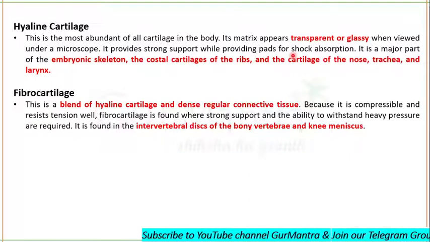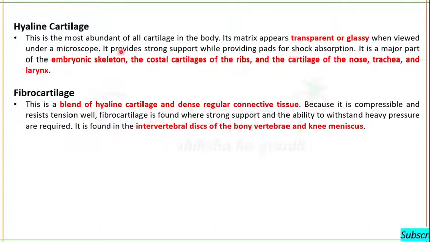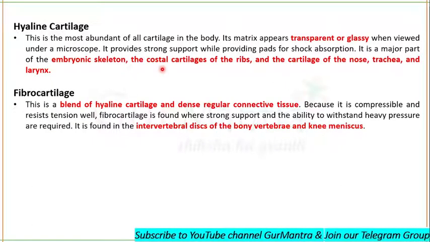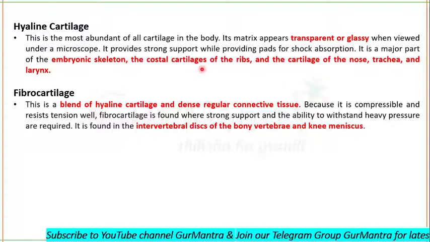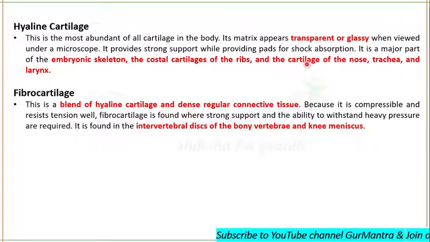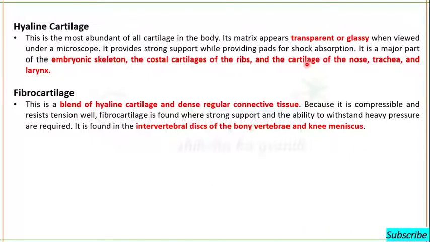What are the major places where you will see hyaline cartilage? The embryonic skeleton is mostly formed of hyaline cartilage, along with the costal cartilages of ribs, and the cartilages of the nose, trachea, and larynx. In trachea, hyaline cartilage is present. In nose, hyaline cartilage is present. In ribs, hyaline cartilage is there. In ear, elastic cartilage is there.